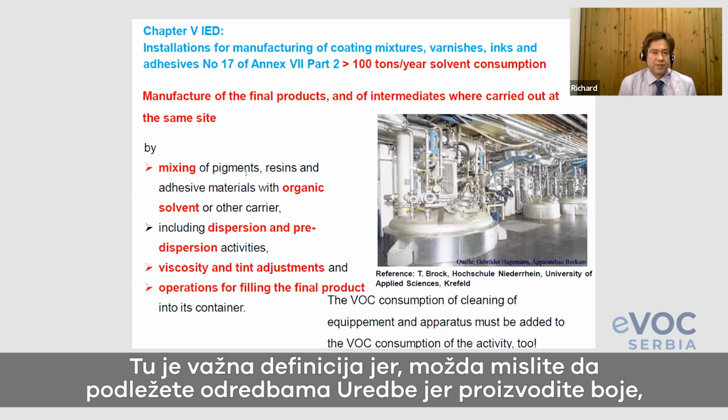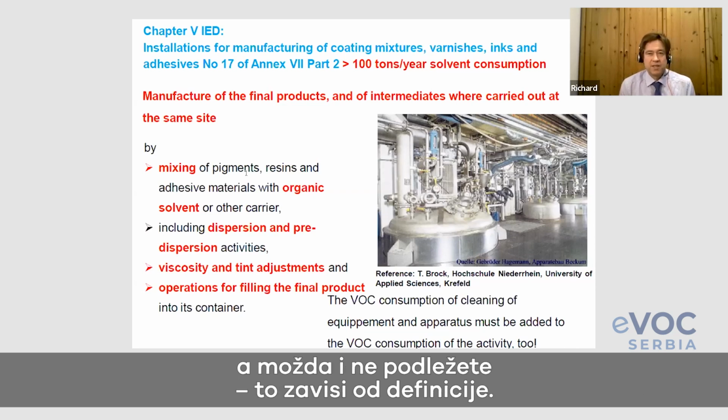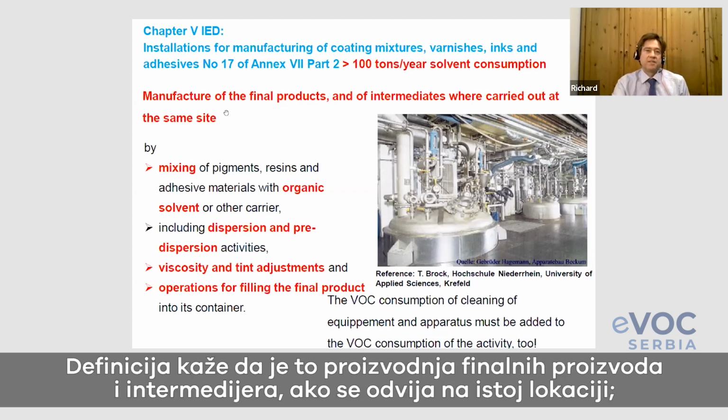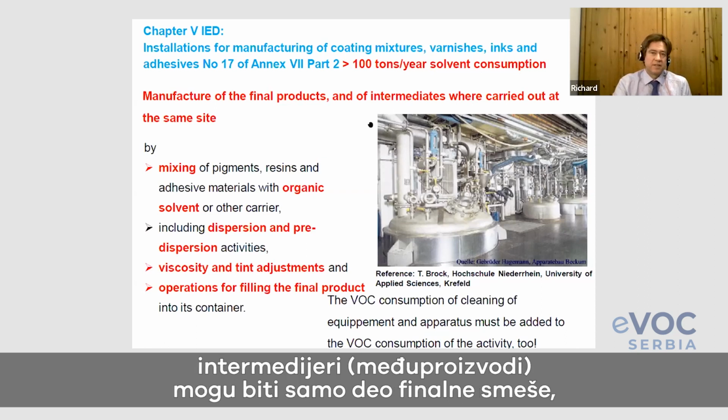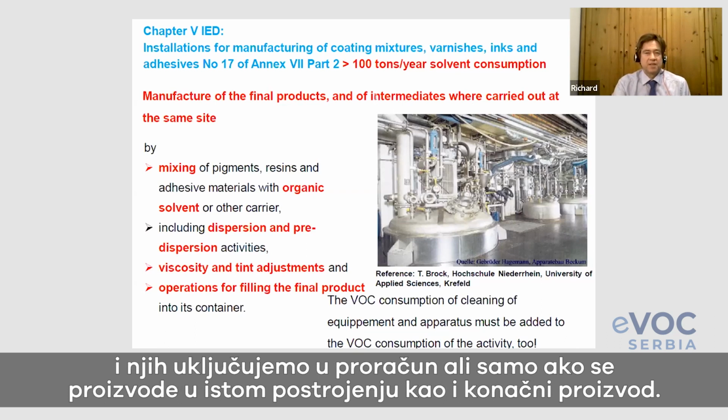Important is the definition, because maybe you think you are under the scope for the manufacturing of paints, but maybe you are not. That really depends on the definition. So the definition is always important. So you see, it is the manufacture of the final product, and of course of intermediates, when they are carried out at the same site. So the intermediates are included if only a part of the mixture is manufactured, but it must be done on the same site as the final product.